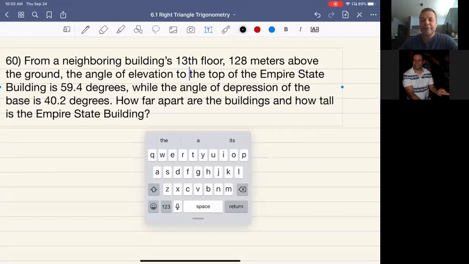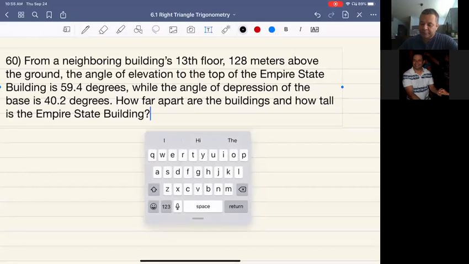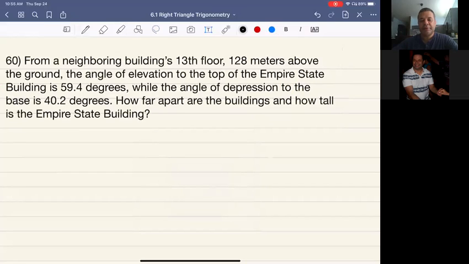To the top of the Empire State Building is 59.4 degrees, while the angle of depression to the base is 40.2 degrees. How far apart are the buildings and how tall is the Empire State Building?